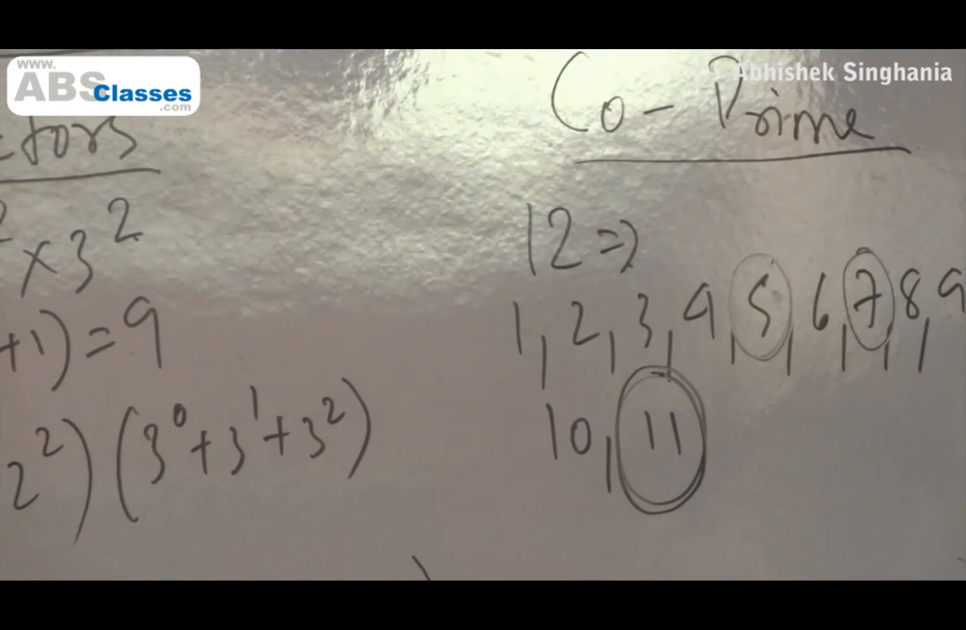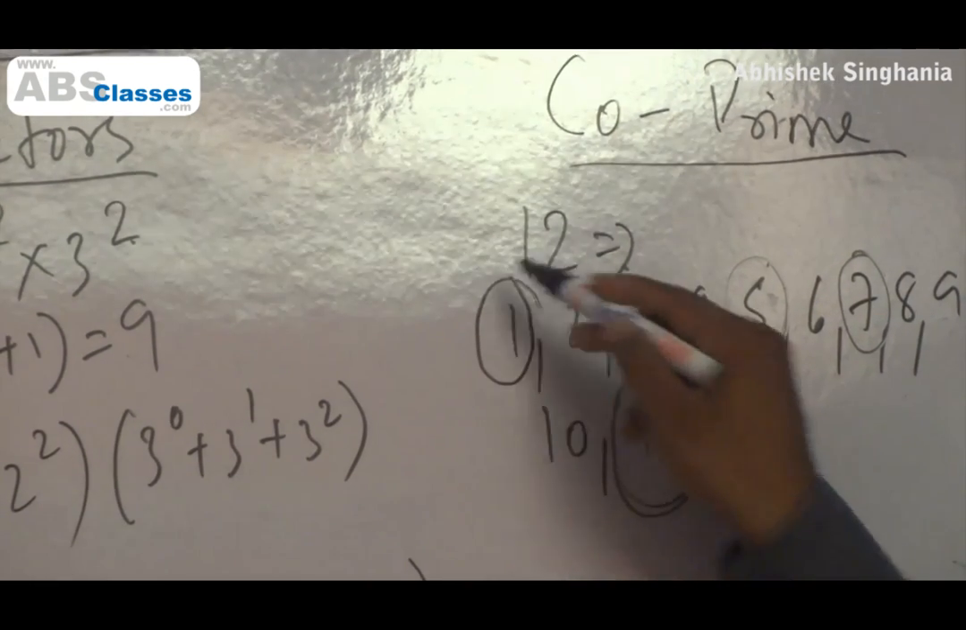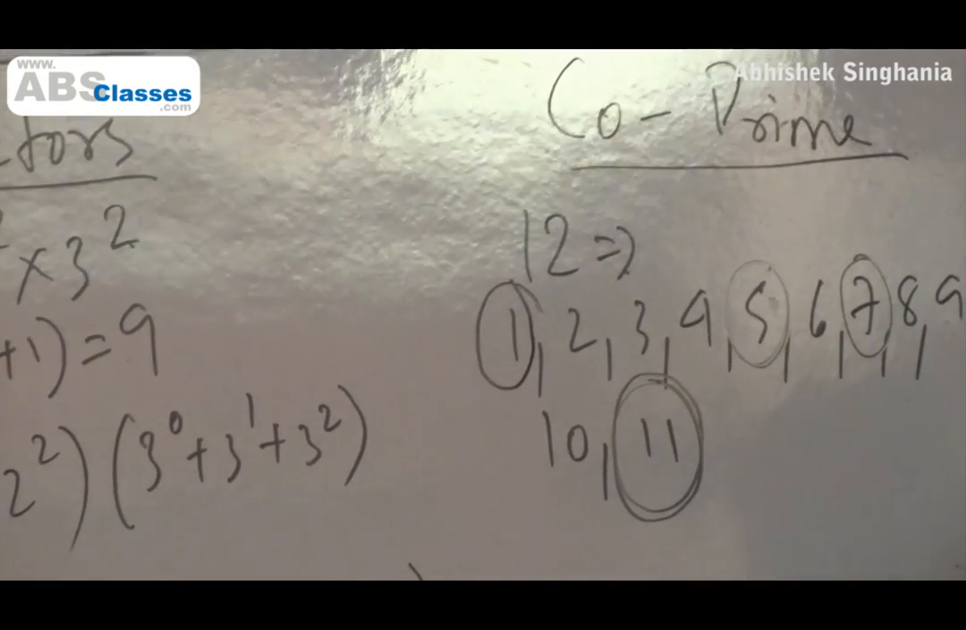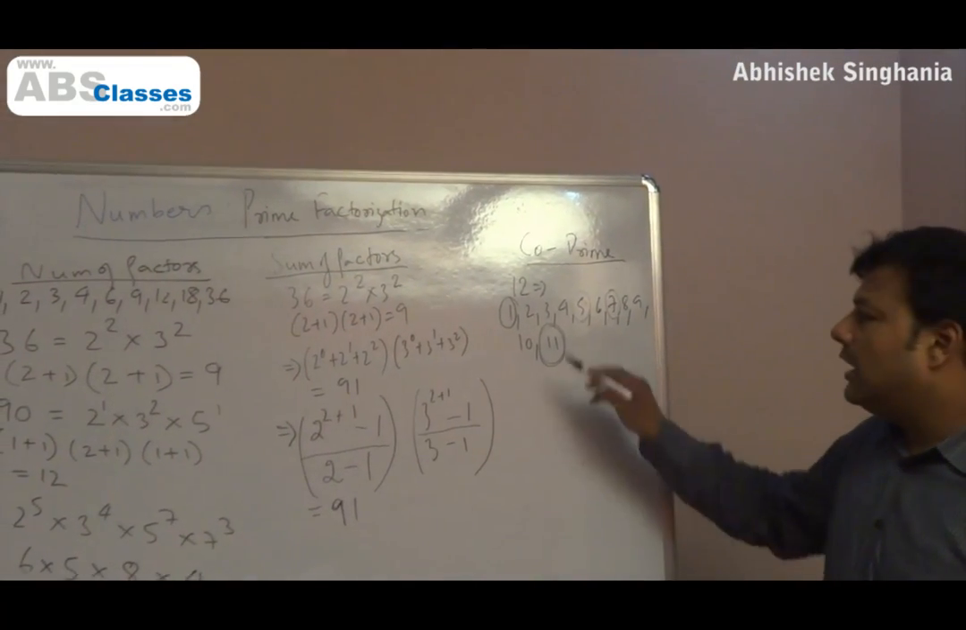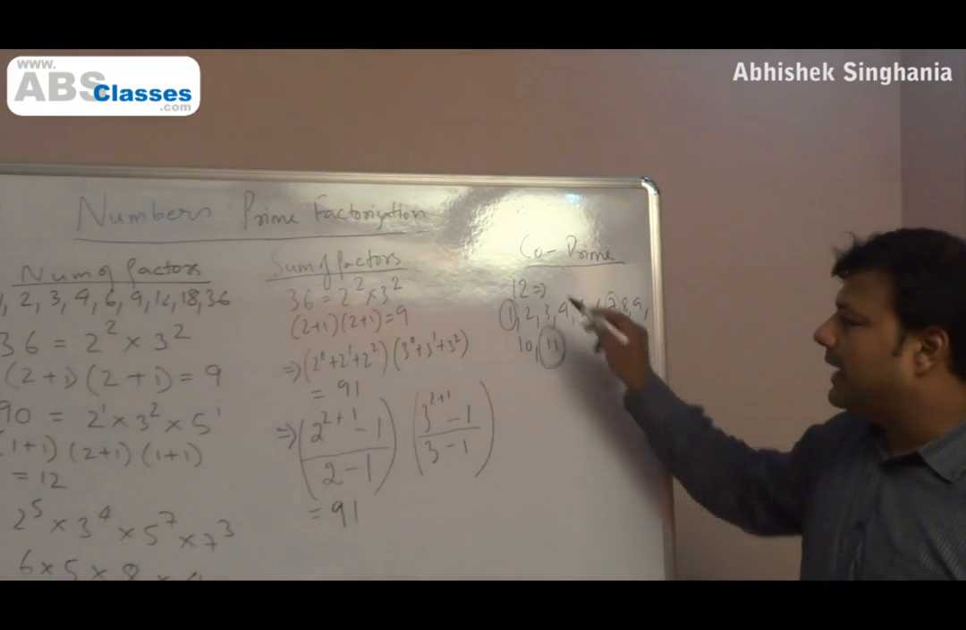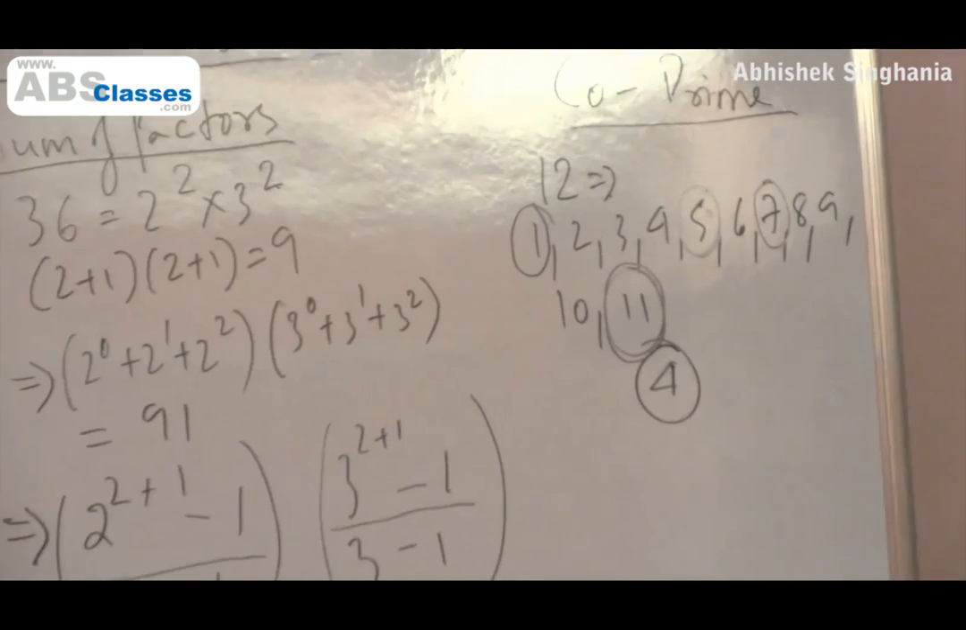Okay, so we got 3. But in this case, we also include 1. So 1 is taken both as a factor as well as a number which is co-prime to that number. Therefore, how many numbers less than 12 are co-prime to 12? We got our answer as 4 by counting. But is there a formula?